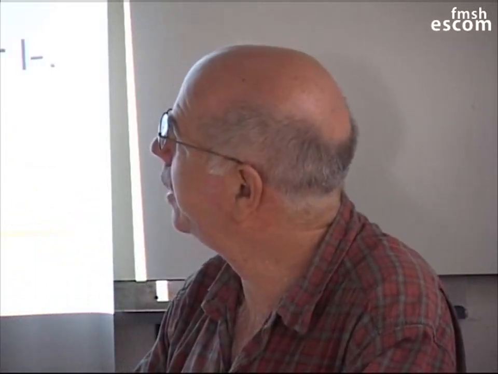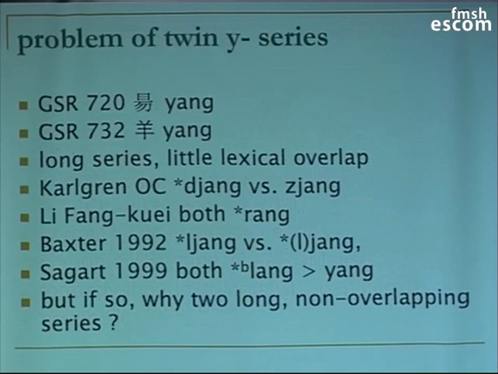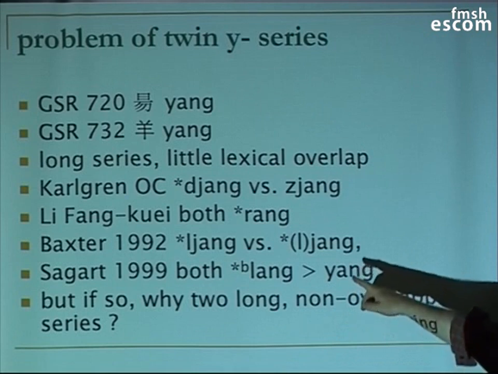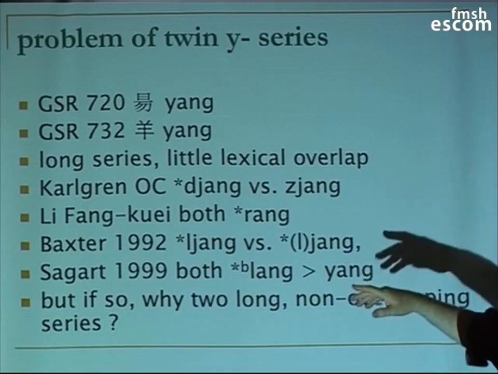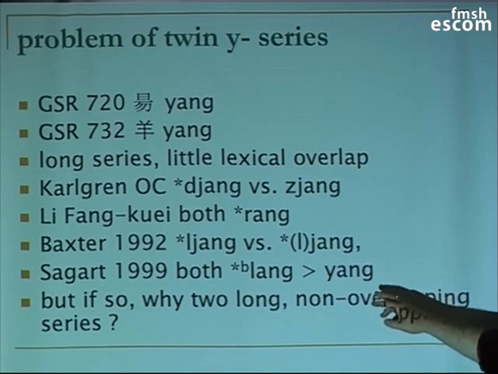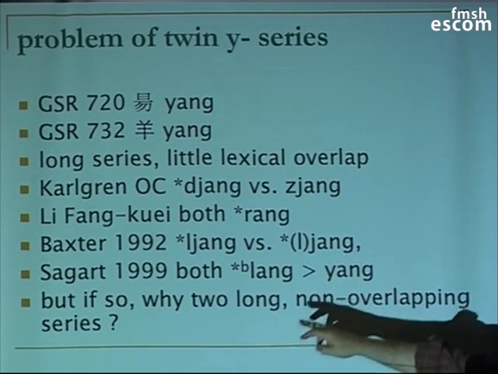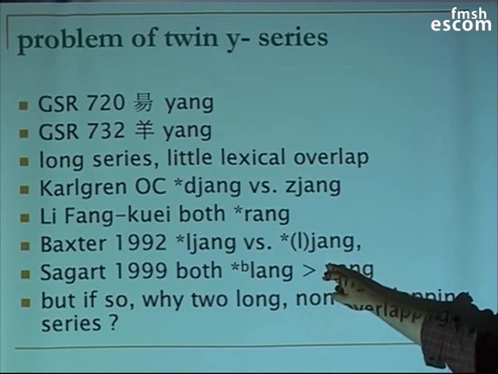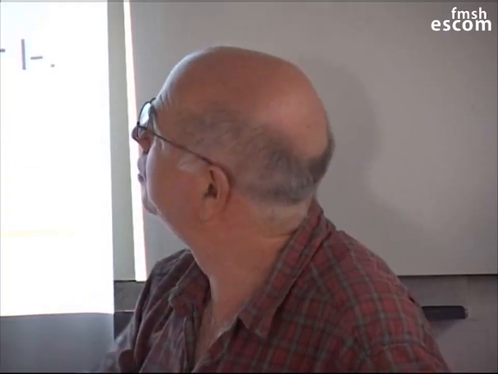Now, our solution is to say that of these two series, one is an L series, because that's the normal, you know, at the time, Bill and I have accepted Pulleyblank and Yakhontov's idea that all Chinese L goes to Y. And we thought, or at least I thought, that Y was the only source. So Y had only one source in Old Chinese, it only came from L, and I think I managed to convince Bill of that. But here we have a good case that it's not.